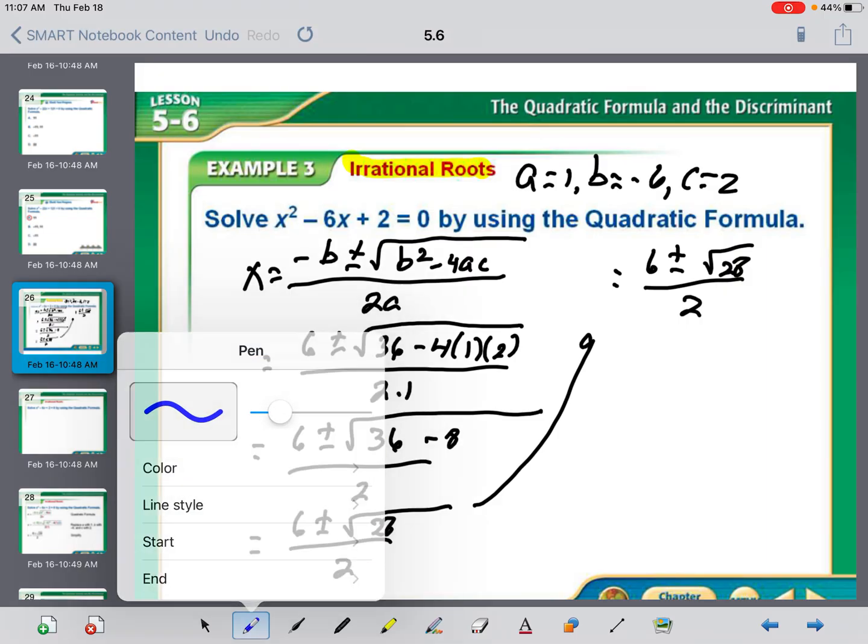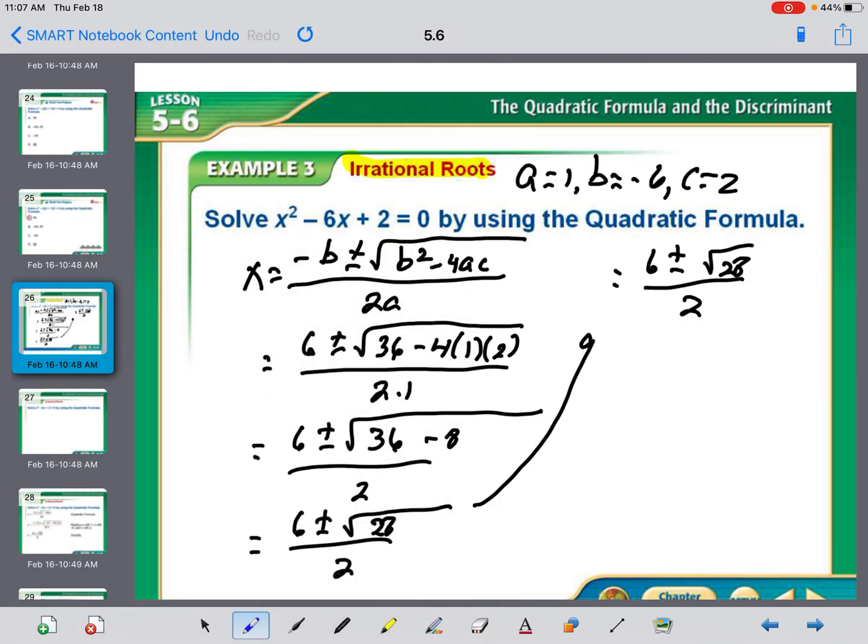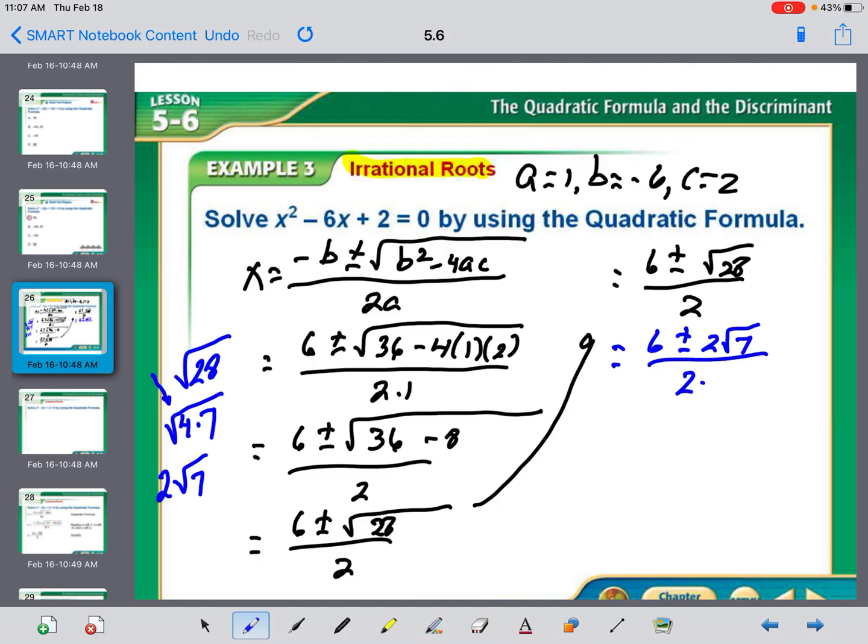Once upon a time, we learned about the square root of 28. Now, we didn't do it very well because our Alg 1 class got interrupted. But the square root of 28 is also the square root of 4 times 7. Why do we do it that way? Because 4 is the square hiding in there. The square root of 4 is 2, times the square root of 7. So I'm going to bring that back over here: 6 plus or minus 2 times the square root of 7, because that's what the square root of 28 is in simplified form.